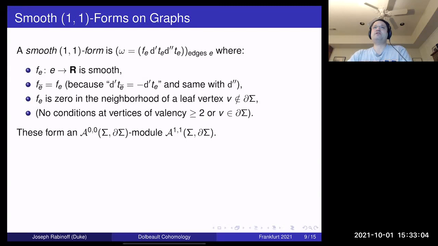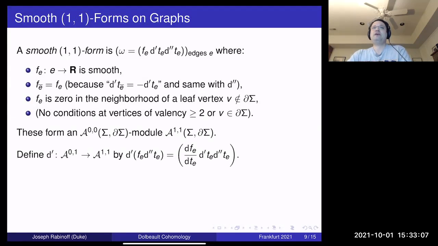So again, this forms a module over the space of smooth functions. And these conditions are forced on you by the fact that you want the d prime derivative of a 0-1 form to be a 1-1 form. But notice, the sum of the values of a 1-1 form at a vertex being 0 doesn't impose any conditions at all on its derivatives and the values of its derivatives around a vertex. So this is the reason why there are no conditions at vertices of valency at least 3. All right, and likewise for d double prime, there's a sign that you have to throw in so that the signs work out, but it's just a negative sign.